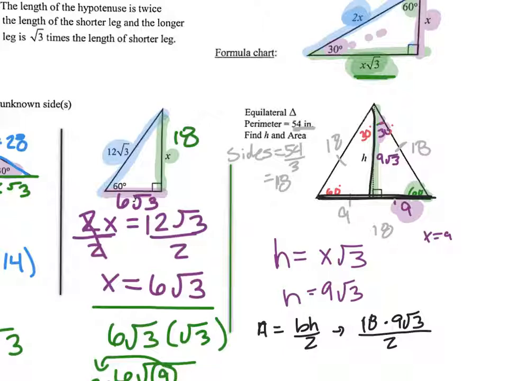Now, I'm going to go ahead and reduce. 2 goes into 2 one time, and 2 goes into 18 9 times. So now I'm going to go ahead and multiply. I get 9 times 9, which is 81. And then we still have our square root of 3. This would be our area. And of course, units squared, whatever the units are. Inches squared.